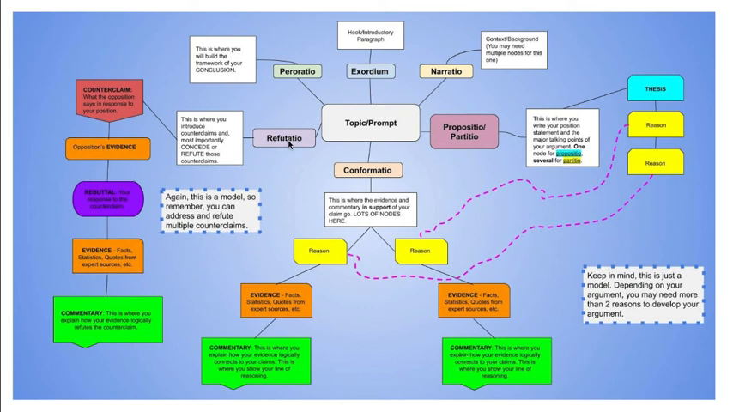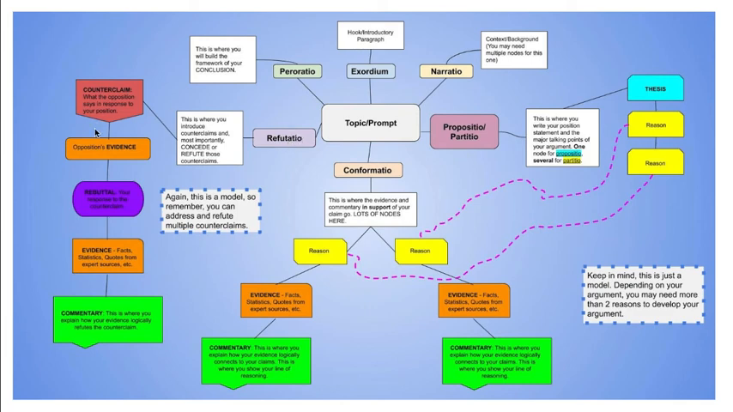After that is your refutatio. Don't skip this. Okay. Don't think that you're going to write a really well-developed argument essay without acknowledging counterclaim. If you think you're going to, you're wrong. All right. You have to talk about opposing viewpoints to have a really strong argument.